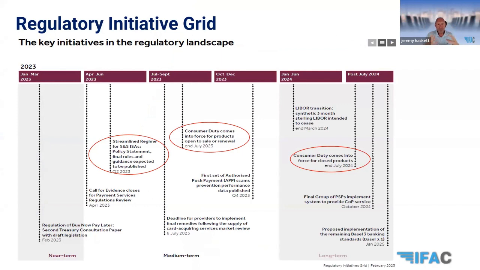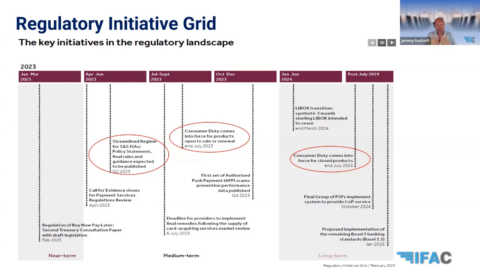This is what I pulled out from the grid. You see, a lot of it doesn't actually affect us because it's a forum, but there are some specific pieces in here where we can say, okay, that is likely to be something that we will need to deal with. So, as you know, they've consulted on doing a more streamlined regime for stocks and shares ISAs, and we are awaiting publication of that final guidance.